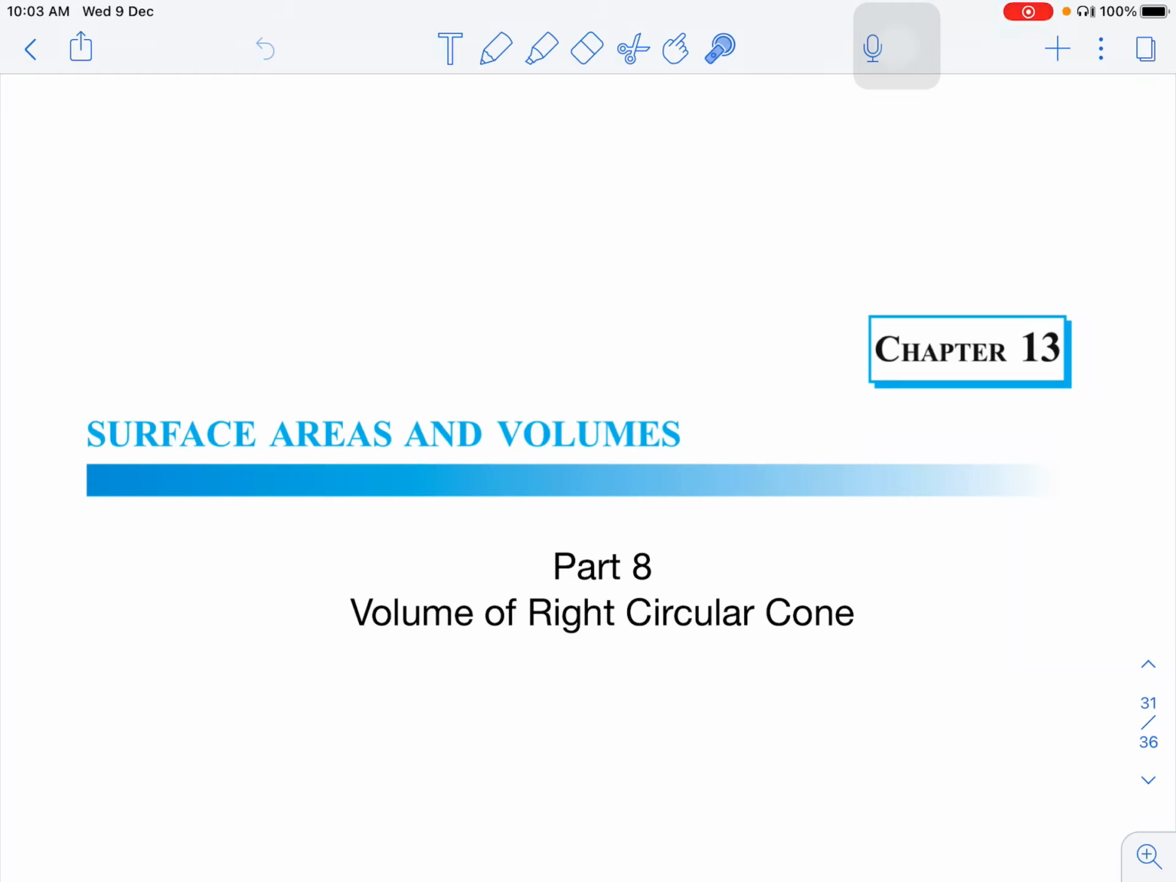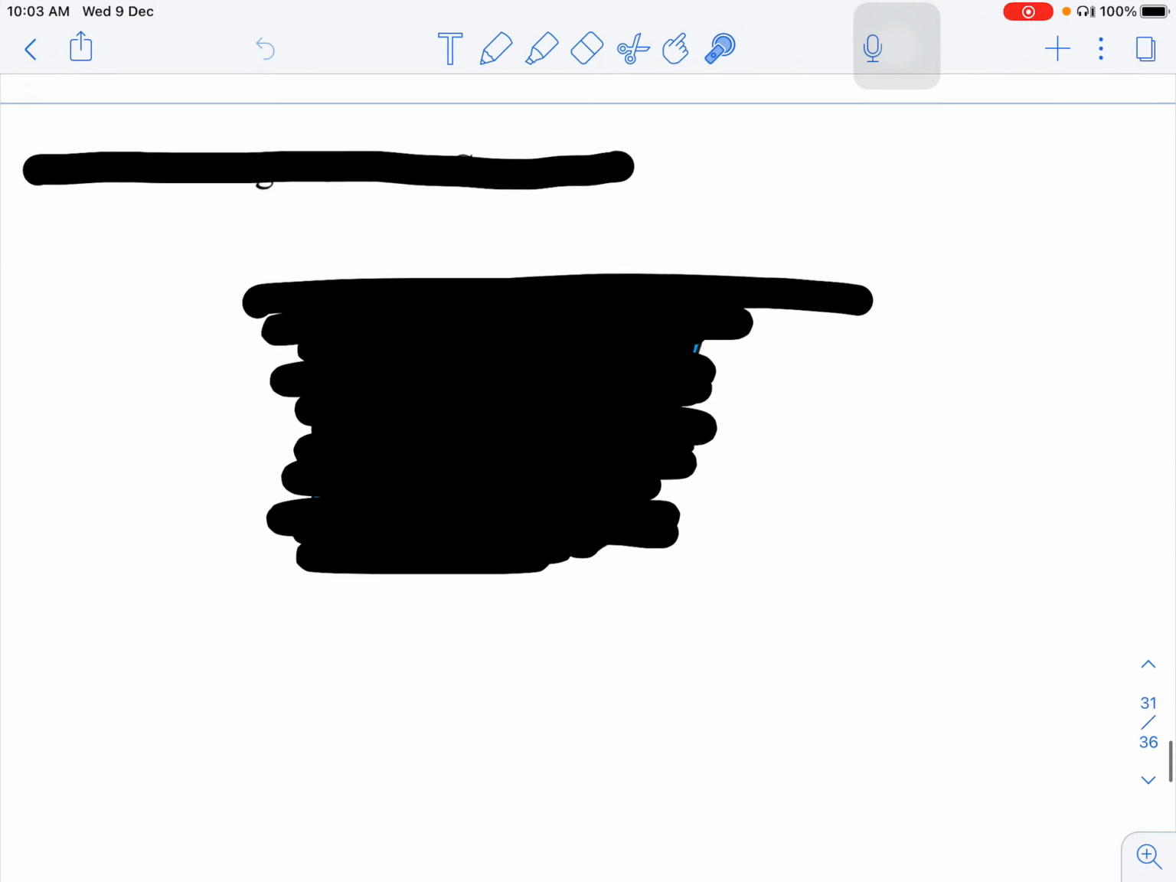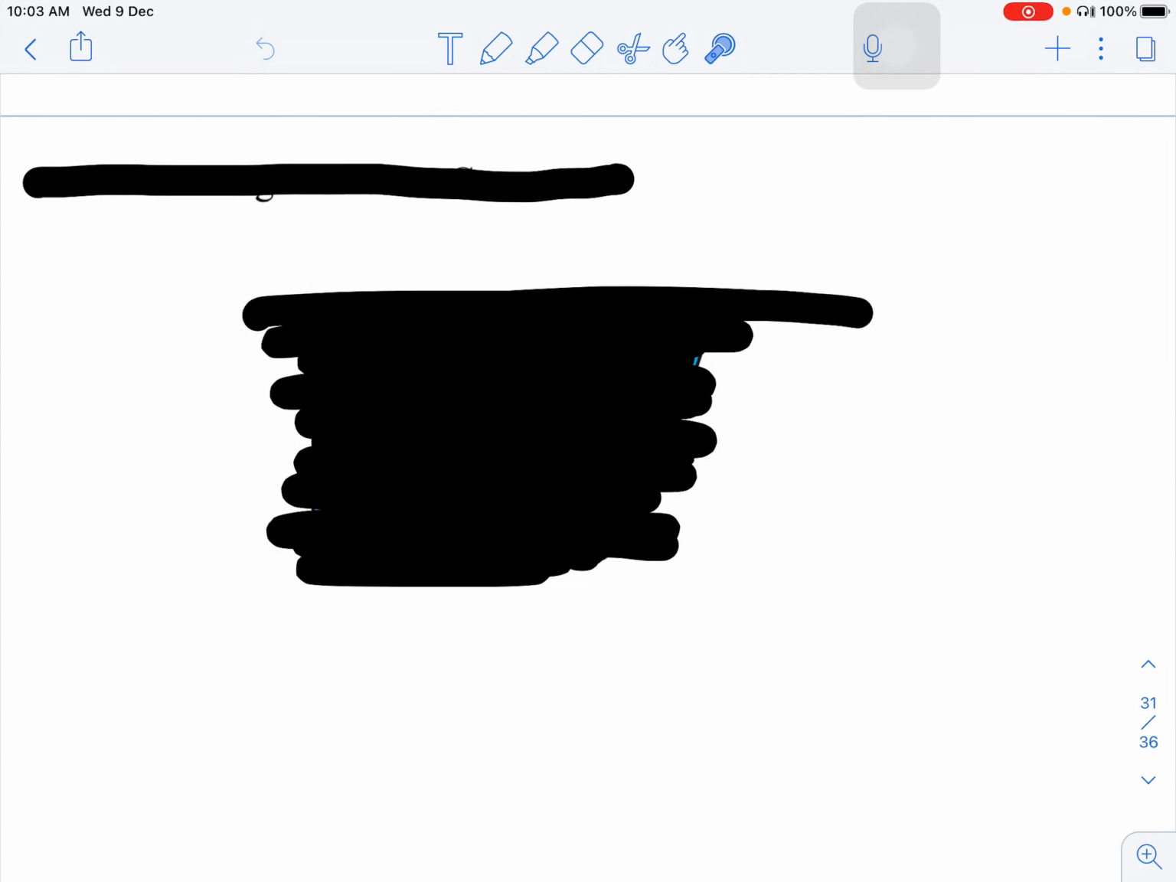Hello students. Today we are going to learn chapter number 13, surface areas and volumes of class 9. In this part, we are going to learn how to find the volume of a right circular cone. In the previous part, we learned about the volume of a cylinder. Now let us see how to derive the formula for finding the volume of a cone.